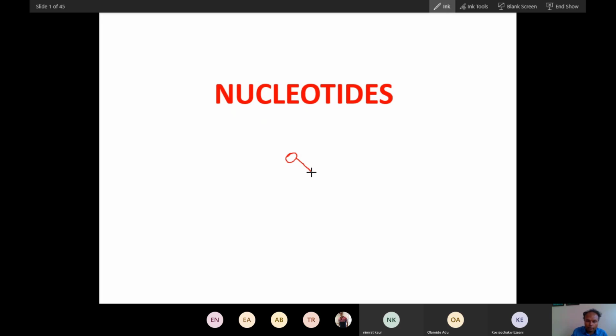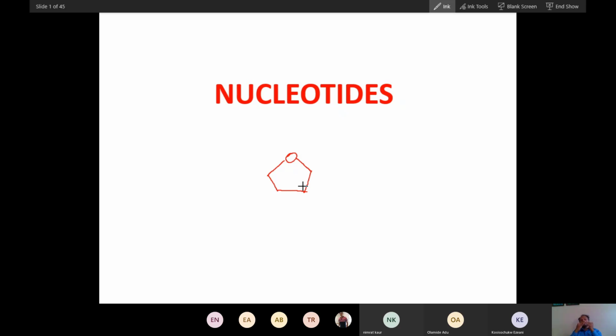At the center, we have a pentose sugar. I told you to remember this pentose sugar like this. Doesn't it resemble a pentose sugar? It is a pentose sugar.